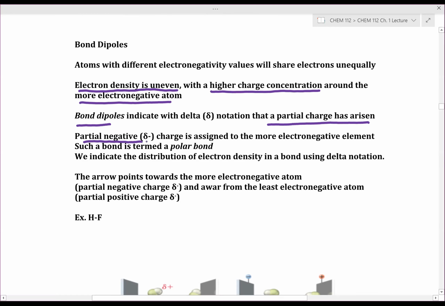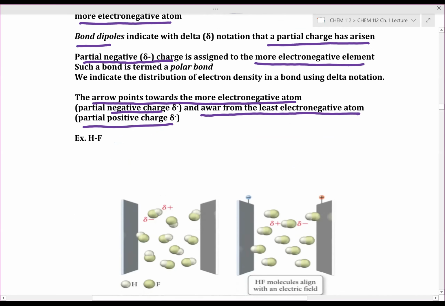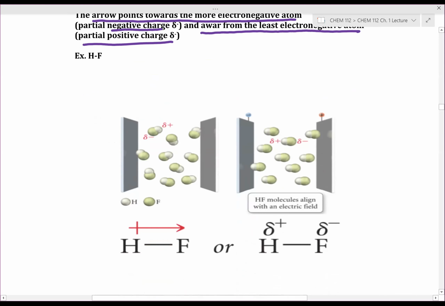And using bond dipole notation, the arrow for our bond dipole will point towards the more electronegative atom, the region with the most electron density, the partial negative charge. And it will point away from the least electronegative atom, which will be assigned a partial positive charge. So let's look at an example of a polar covalent bond and how we can represent that bond dipole using delta notation.